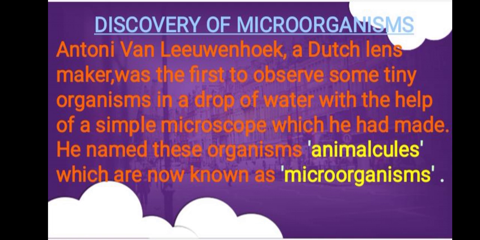Children, Antoni Van Leeuwenhoek, a Dutch lens maker, was the first to observe some tiny organisms in a drop of water with the help of a simple microscope which he had made. He named these organisms as animalcules, which are now known as microorganisms. So, this was how microorganisms were discovered.